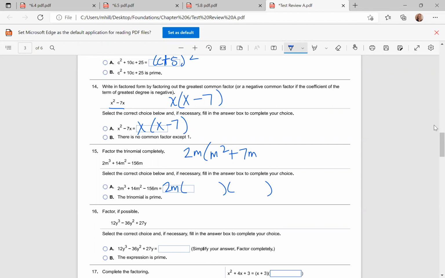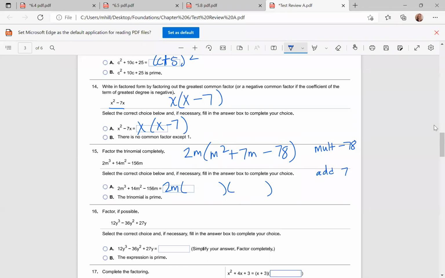And negative 156 divided by 2, if I take a 2 out of that negative 156, we've got, I think, 78. Let me check on my calculator. Negative 156 divided by 2. Yeah, negative 78. And if I take the m out, I won't have an m there. So at this point, you're looking for 2 numbers that multiply to give you the negative 78 and add to give you 7.